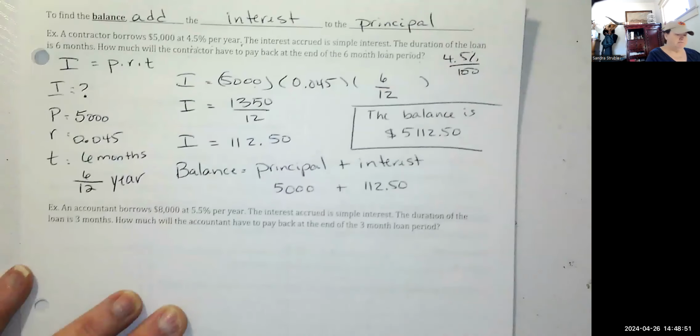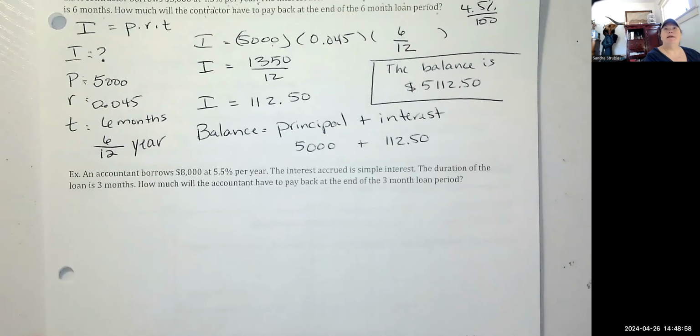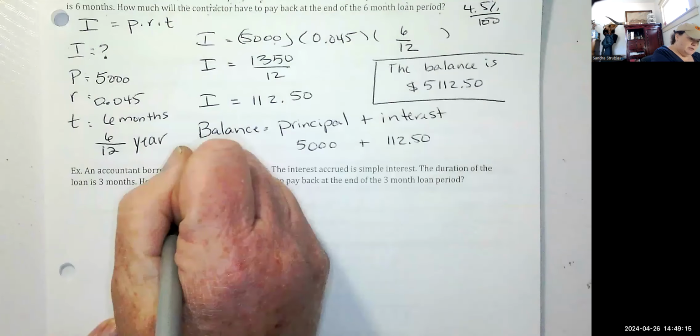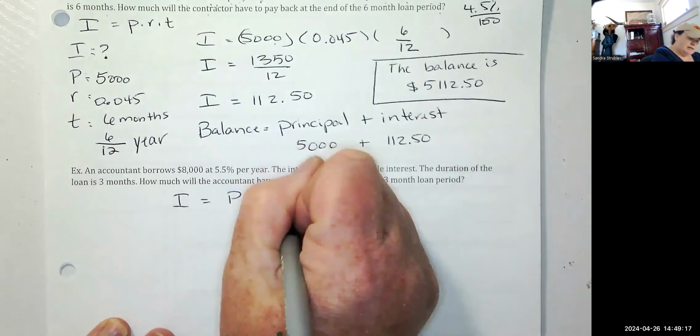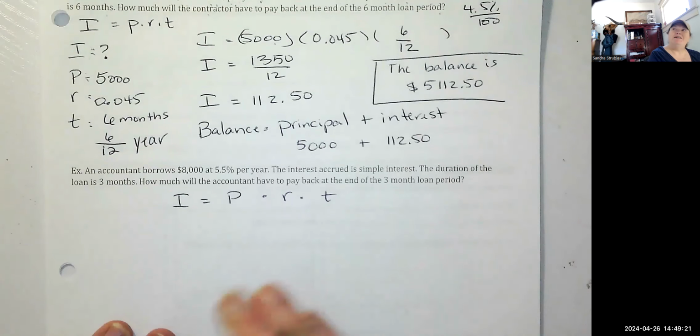Okay, that's it. An accountant borrows, oh, this is going to be your turn to do this. I'll leave it like this so you can see them. Do this in the same way. An accountant borrows $8,000 at 5.5% per year. The interest accrued is simple interest. The duration of the loan is 3 months. How much will the accountant have to pay back at the end of the 3-month loan period? So interest is equal to principal times rate times time. Pause the video, do this one yourself, and then come back to see how you did.